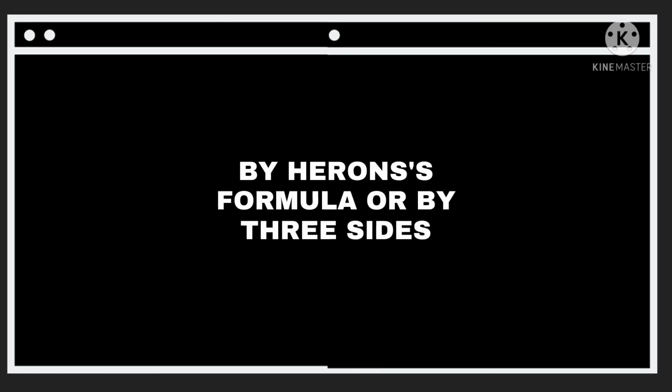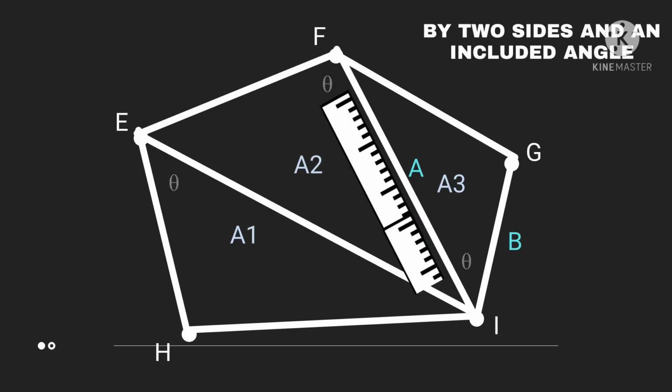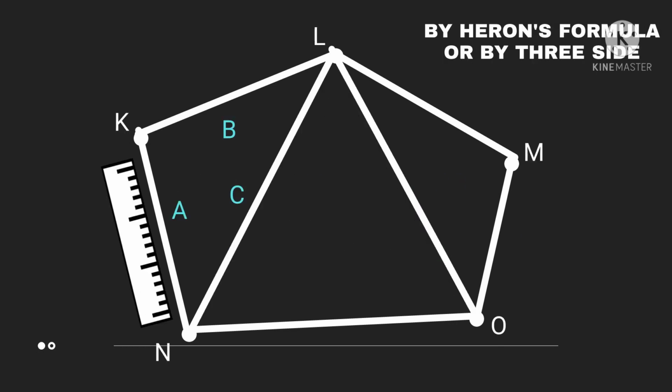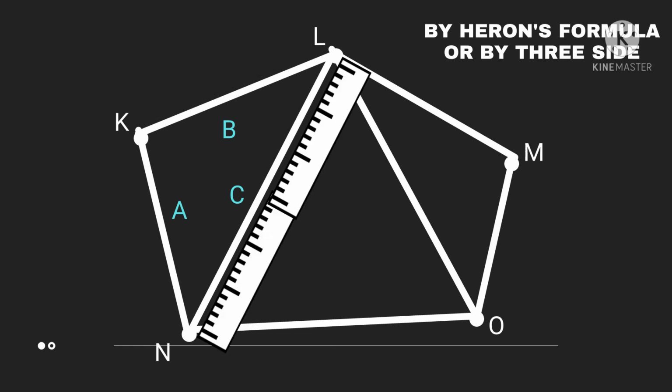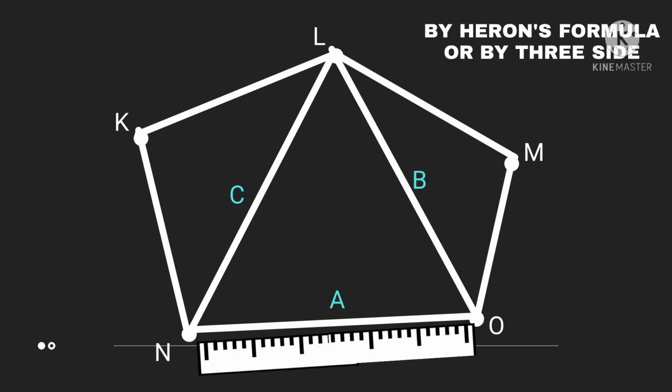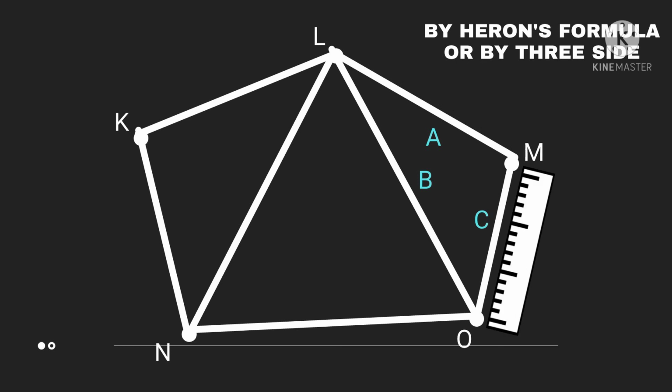As for the last method, it is the area determination by Heron's formula. We will also use the same field as the first method, but change the designation of the corners, and we will use K, L, M, N, and O. So, divide the polygon into 3 triangles. Measure all the sides of the first triangle that you chose, and record these measurements as side A, side B, and side C. You can choose any triangle to start with.